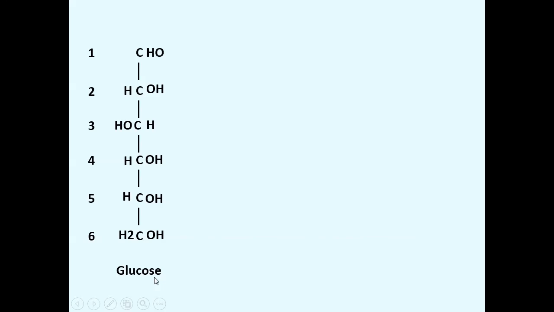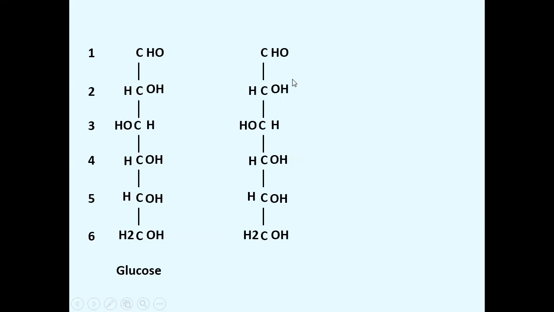To draw the structure of galactose, I am first going to draw glucose. Now reverse the position of the hydroxyl group on carbon 4 as well. So the hydroxyls of carbons 2, 5 and 6 are on the right side and those of carbons 3 and 4 on the left side. This is the structure of galactose.